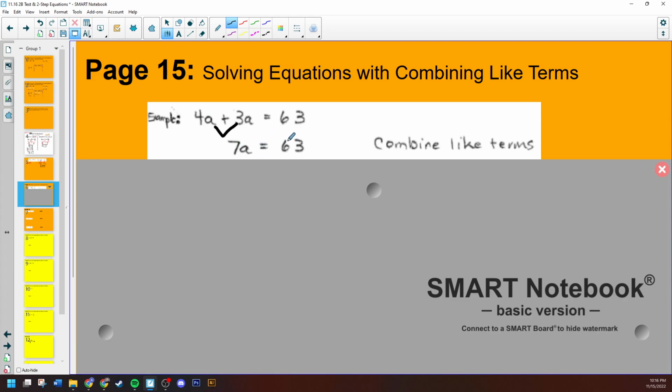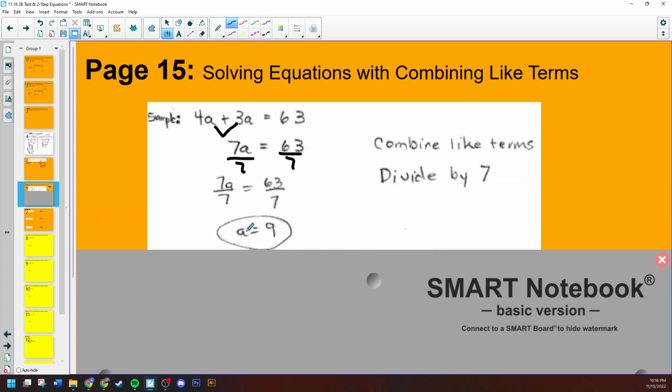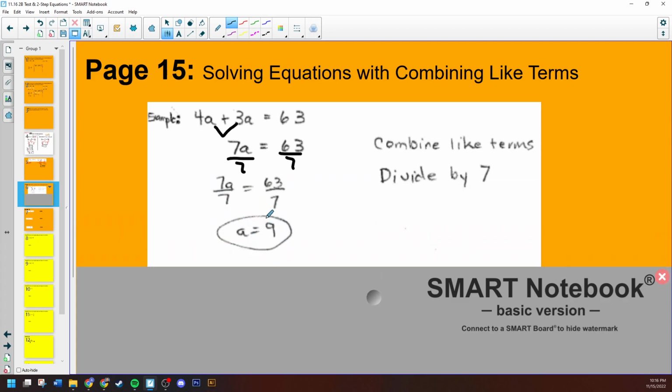And now this should look just like a nice one-step equation. We will divide by 7, and we end up with a is equal to 9. All right. Now, the one thing I do want to do is complete a check for this one, since it's our first one that we're dealing with that has multiple of a single variable. So I'm going to go ahead and rewrite this. And in place of my couple variables, I am going to go ahead and plug in my 9.